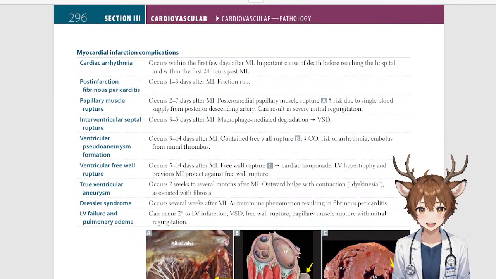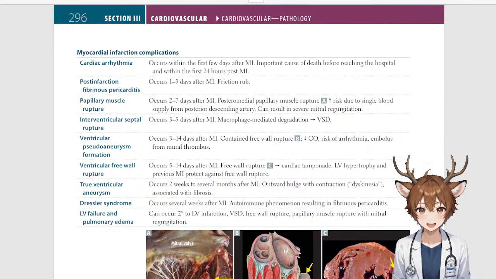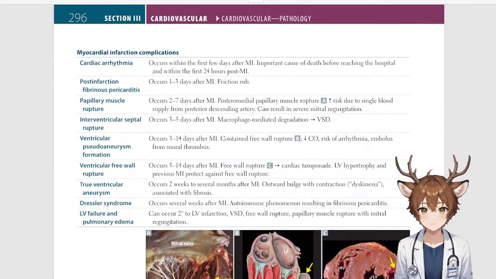What about a peri-infarction pericarditis? Well, that would be within 1 to 3 days. You have pleuritic chest pain, pericardial friction rub, EKG changes, and or small pericardial effusion. It is usually self-limited, though.